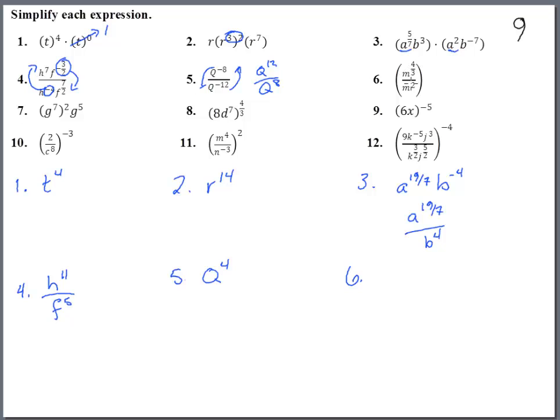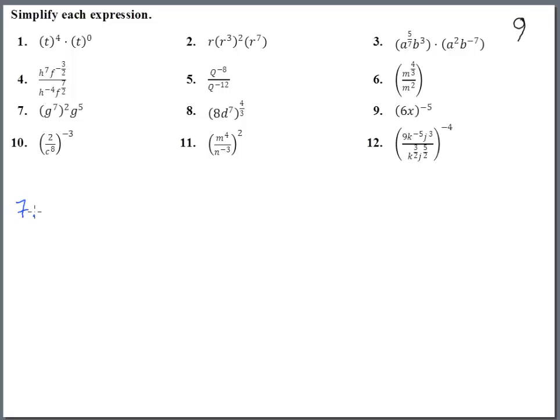Number 6. We have an m to the 4/3 over an m squared. This is division, so we subtract them. 4/3 minus 2, that's 4/3 minus 6/3, that's m to the -2/3 power. We don't leave negative exponents, so that is 1 over m to the 2/3 power.